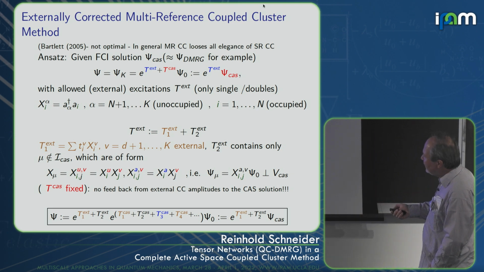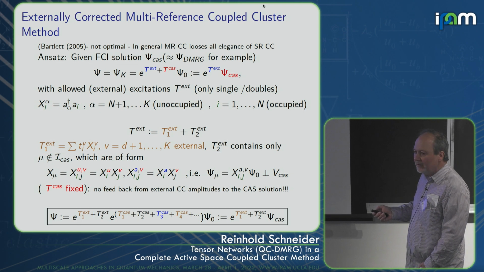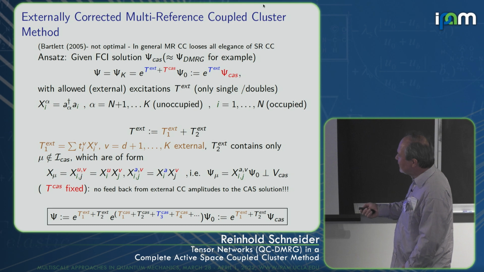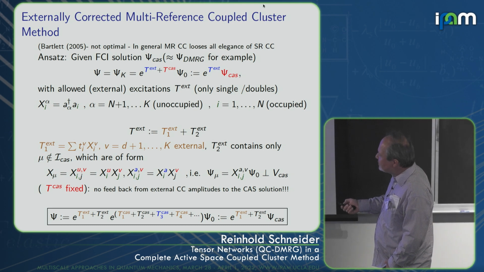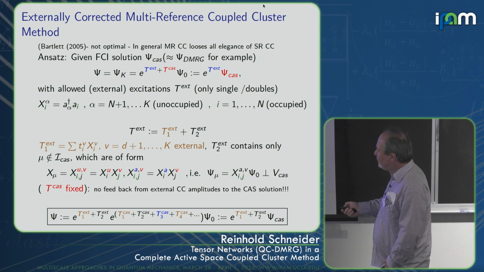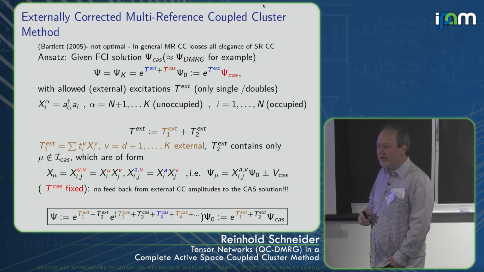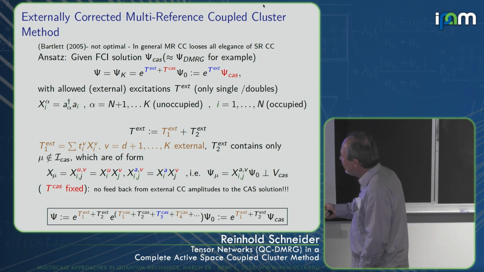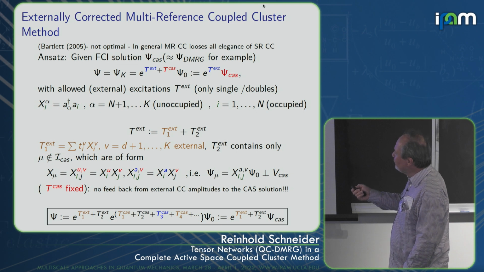But there is already a second type, which is mixed. So here you are exciting an active orbital together with an external orbital. That's already a possible excitation, and both of these kinds of excitations are included here.